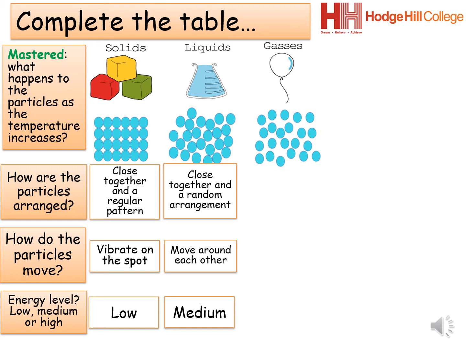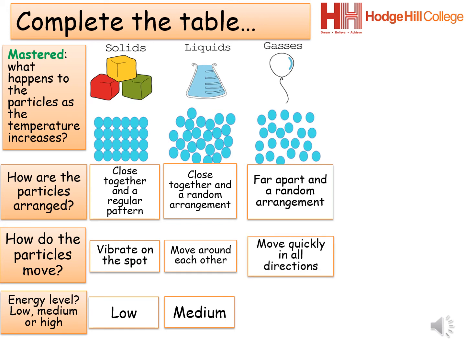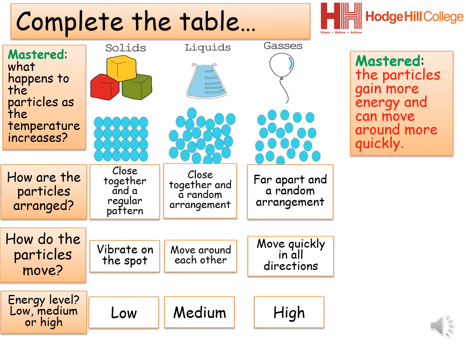Gases, on the other hand, have lots of space between them. They are far apart and have a random arrangement. They move quickly in all directions. Therefore, the energy levels are very, very high. Now, what happens to the particles as the temperature increases? We will look at an example of this, tea in hot water, warm water and cold water. The particles gain more energy and can move around more quickly.